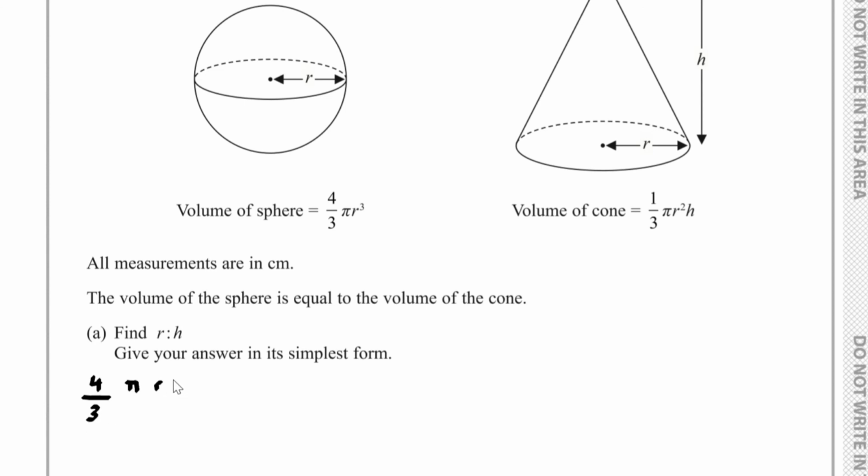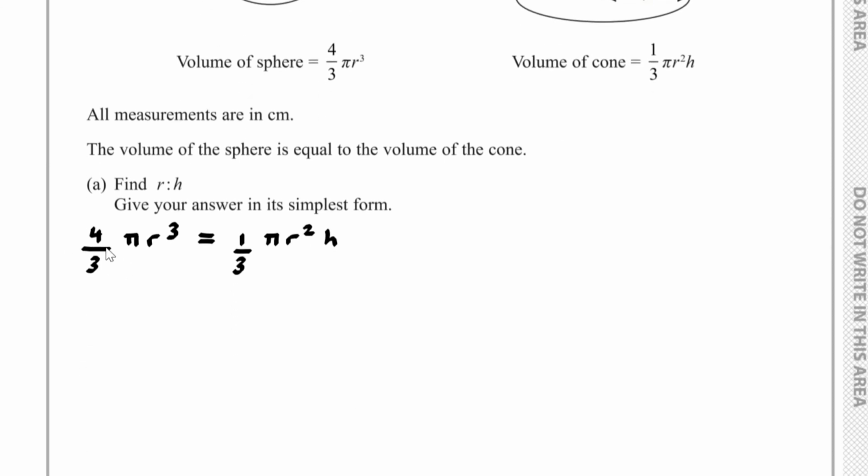pi r cubed equals 1/3 pi r squared h. Now the 1/3s cancel and the pi's cancel, so I'm left with 4r equals h. I want to find the ratio r to h.